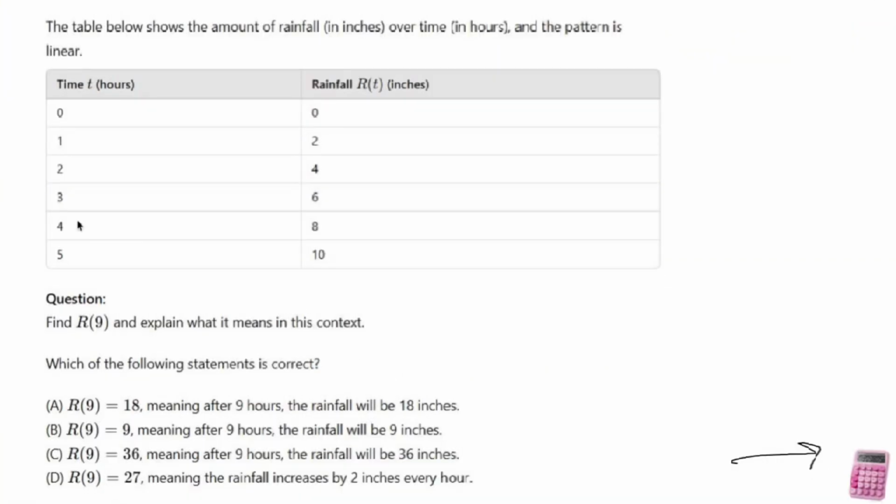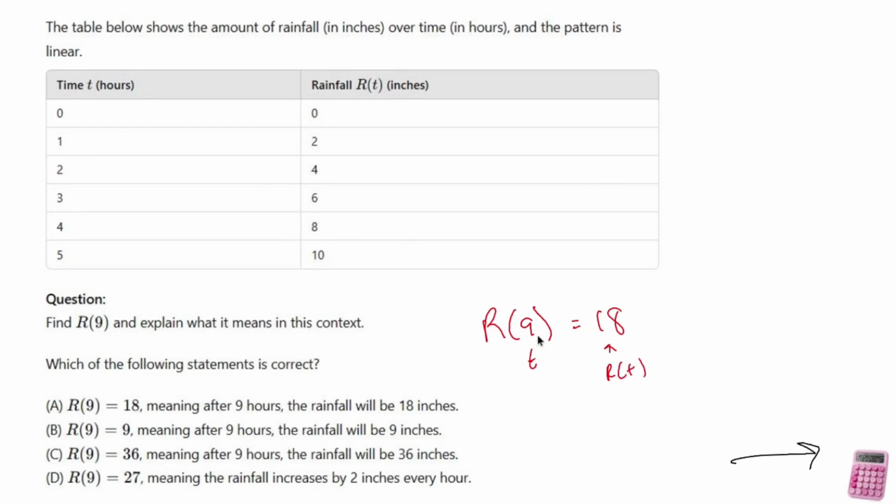All right, so let's go back to the problem, answer that, and explain what that means in this real-world context. So R of 9 ended up being 18. Now what that means is this was a t, and this is R of t. So that means after 9 hours, we can expect 18 inches of rainfall. And that's what we get here for A.